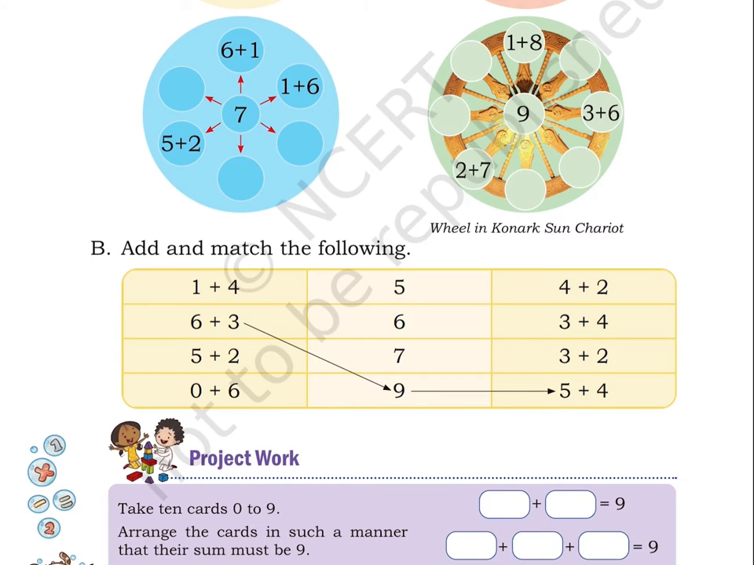After this, wheel in Konark Sun chariot is given. At the center is number 9. There are 8 possibilities to write number 9. Few of them are 2 plus 7, 3 plus 6, 1 plus 8. You have to write other possibilities.